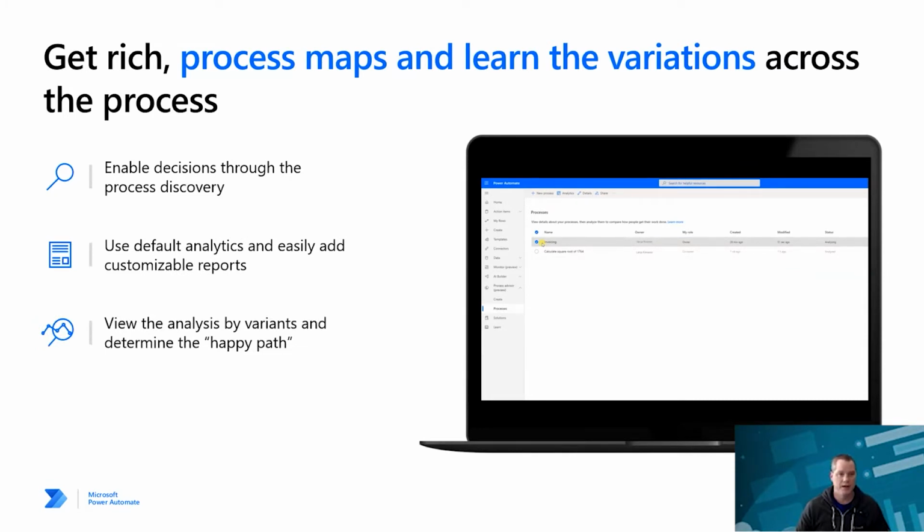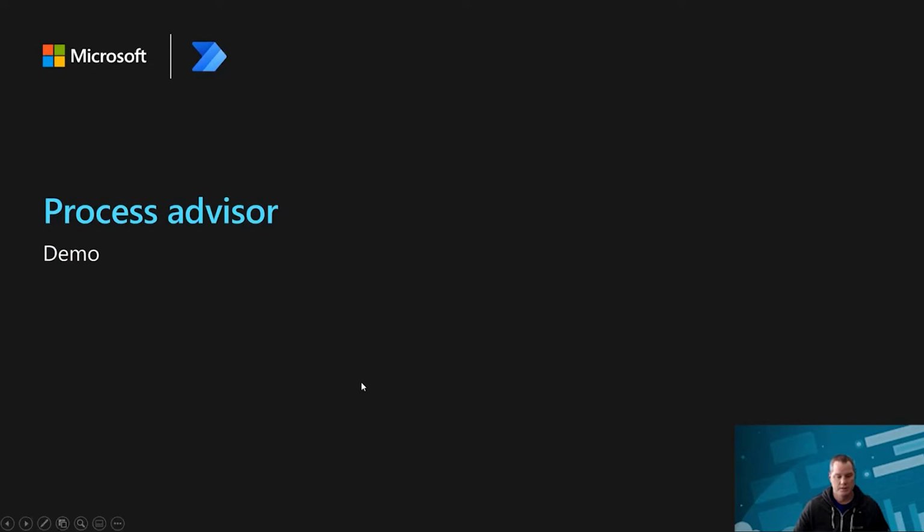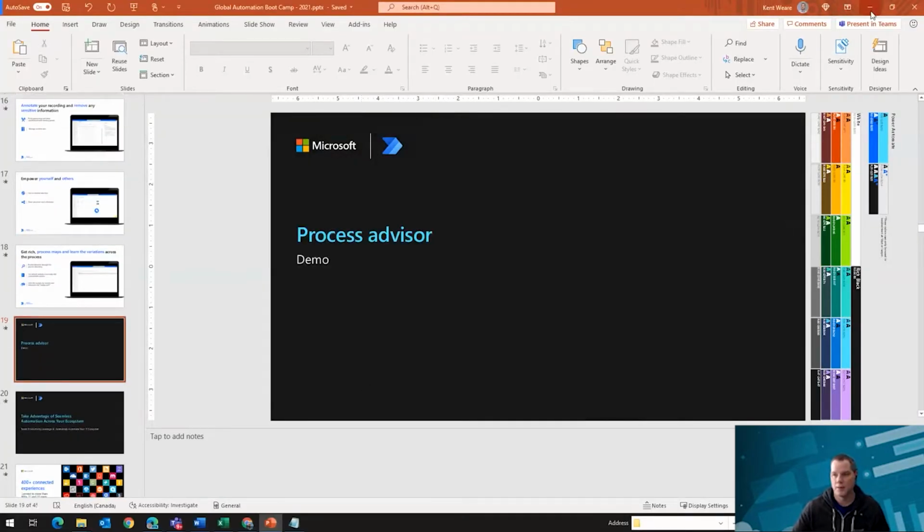The process maps are obviously a key part of the whole solution. This is a Power BI embedded experience. At this point, you won't be able to modify it, but it is something that will be available to you inside of the Power Automate portal itself. So let's go ahead and show a demo of this.